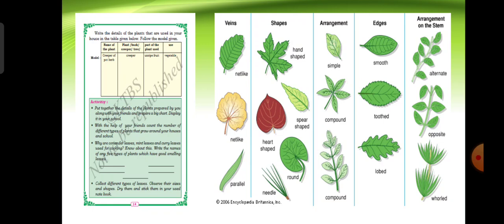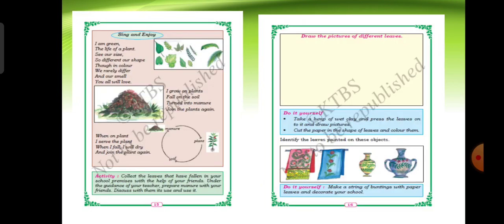Okay. And also the another thing they are telling is, during this lockdown time you are going to do an activity near your house or inside your house. If you have different types of leaves, observe their size and shapes, dry them and stick them in your scrapbook. Okay, moving on to page number 15.